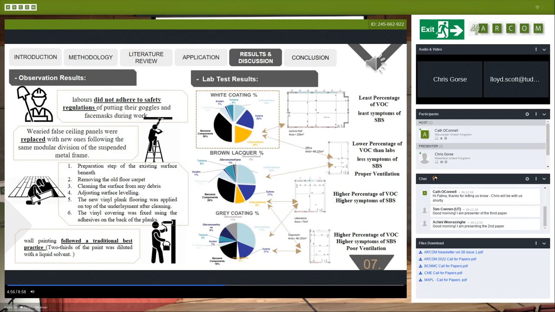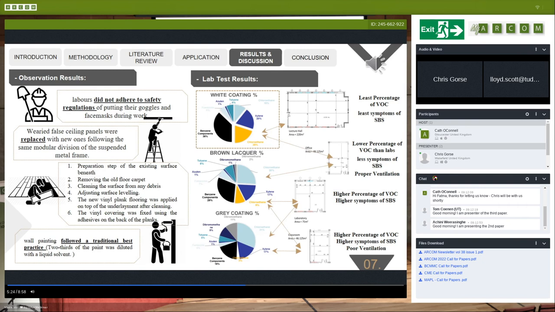For the results, four observations were concluded from the first step. Number one, labor did not adhere to safety regulations. Two, the floor replacement process was identified in six steps. Number three, ceiling renovation was limited to replacement of panels. Number four, wall painting replacement took place using traditional methods. This was followed by a lab test for the painting products, which indicated that they adhere to the Egyptian environmental law.